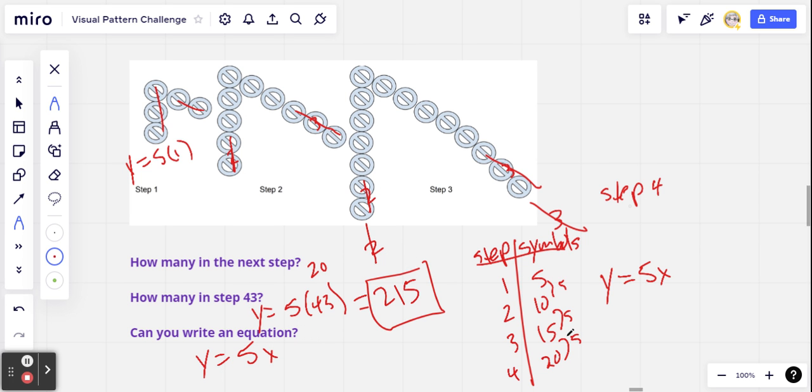Well, how did that go for you? Did you notice the multiples of 5 right away? Did that jump out at you? And were you able to arrive at this equation, y equals 5x?